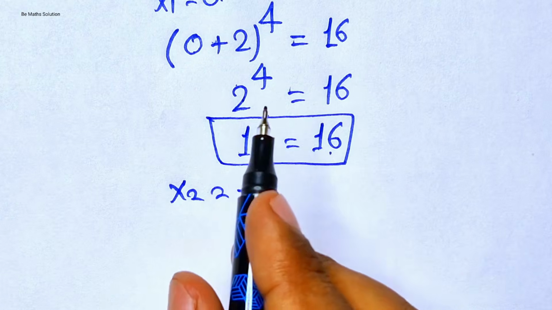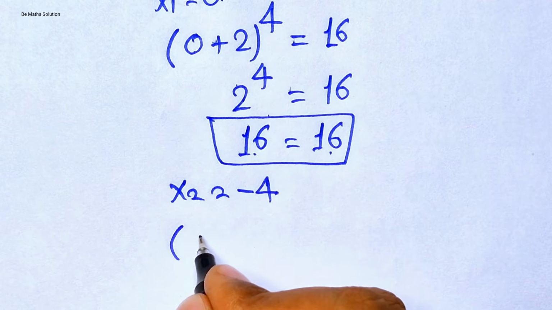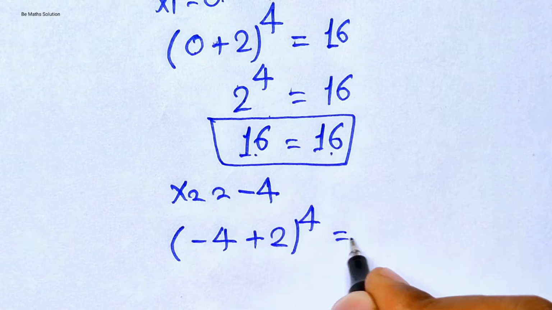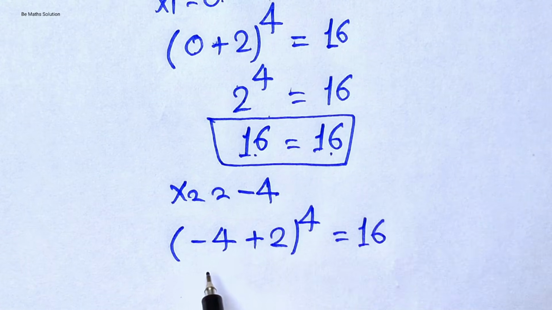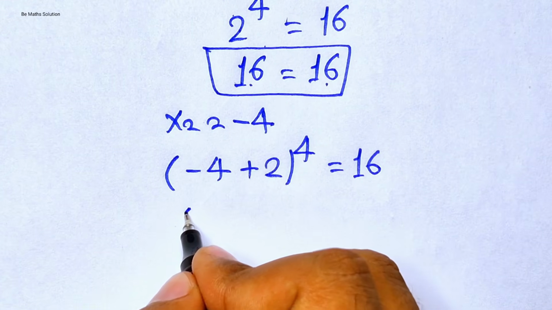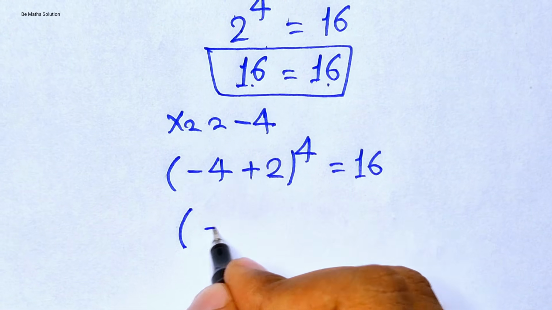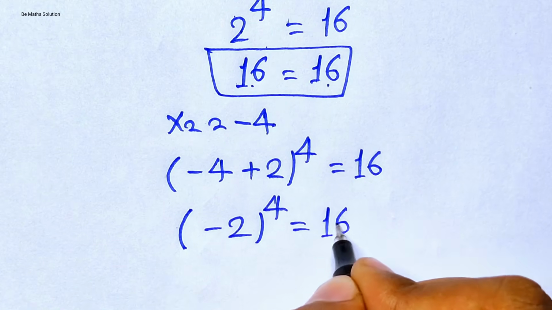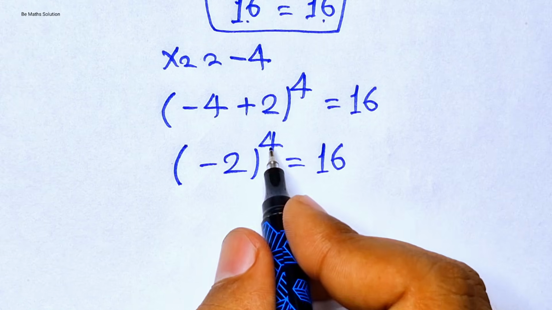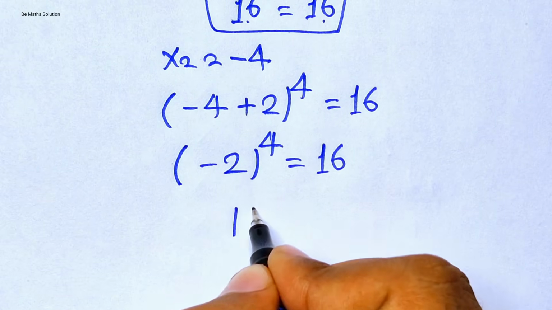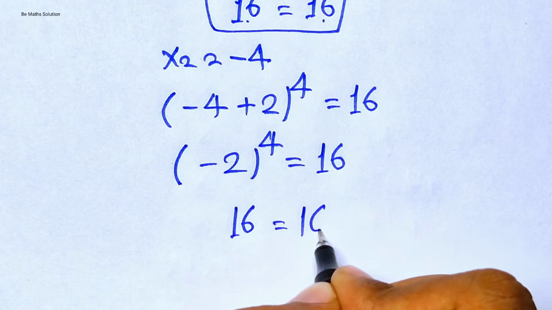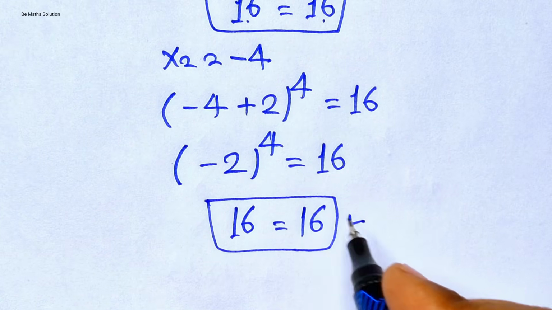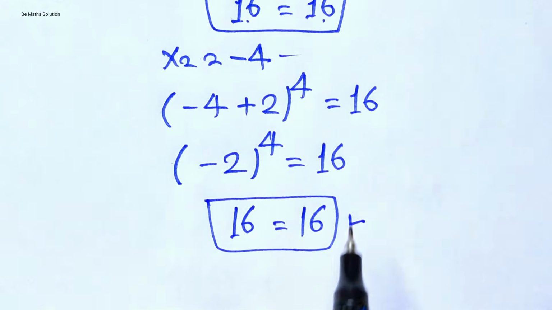Now the second solution, x2 is equal to minus 4. Put the value in this equation, so it will be (-4 + 2)^4 is equal to 16. So minus 4 plus 2 is minus 2, and then whole power 4 is equal to 16. So minus 2 whole power 4 is 16, which is equal to this 16. So the left hand side and the right hand side are equal, then it is a correct solution of this problem.